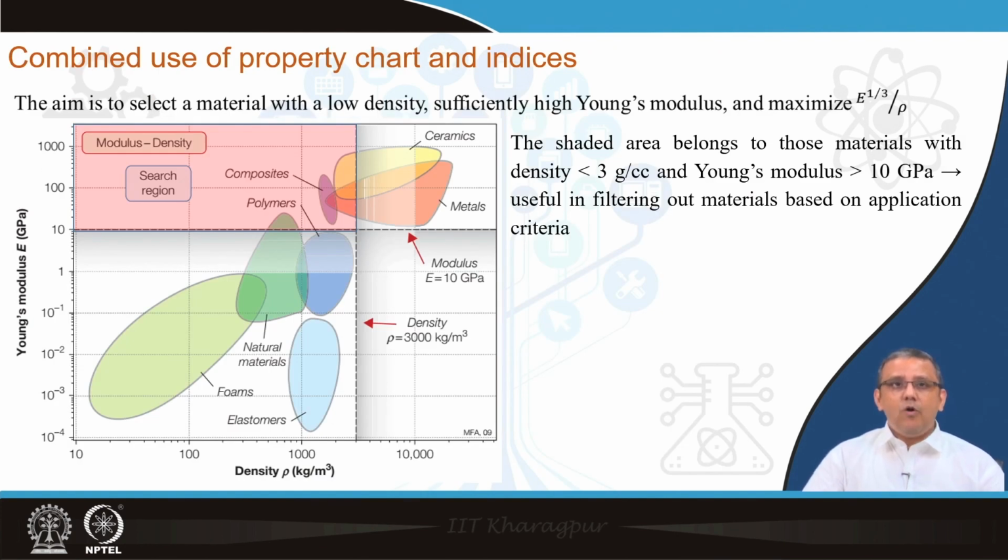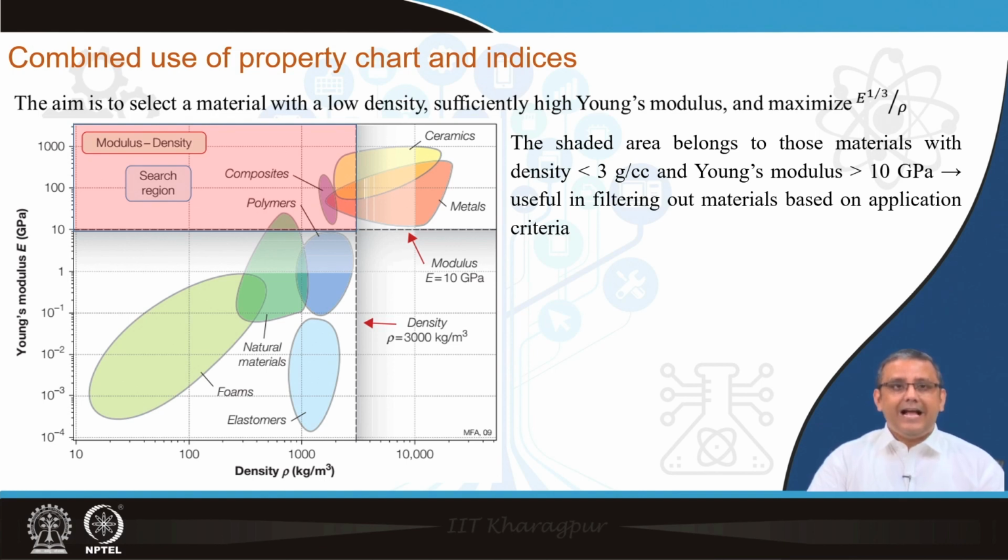So, next we go a bit deeper and more towards hybrid materials development. In this section I will show you the combined use of property charts and indices. That means, until now we have treated the material property charts and the material indices as separate entities. So, now the idea is how we can combine the material indices and the material property charts in one entity to help us identify the best material for any application.